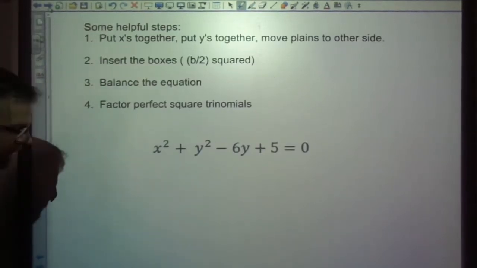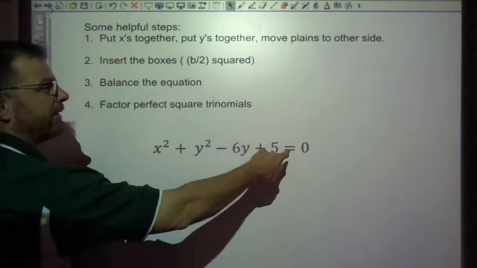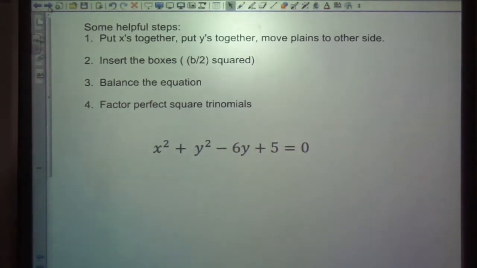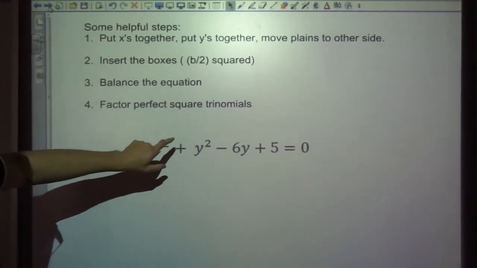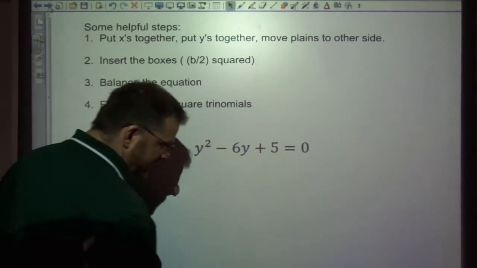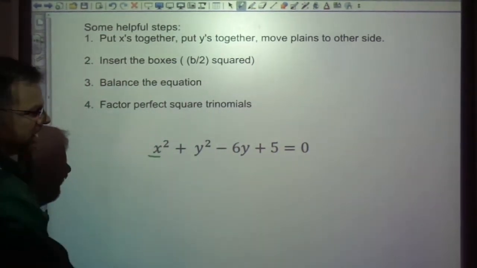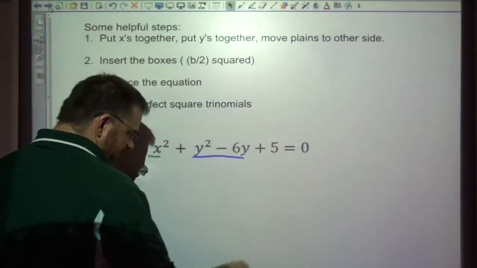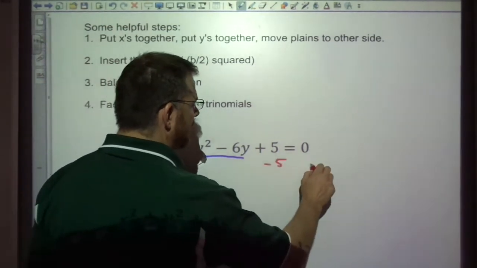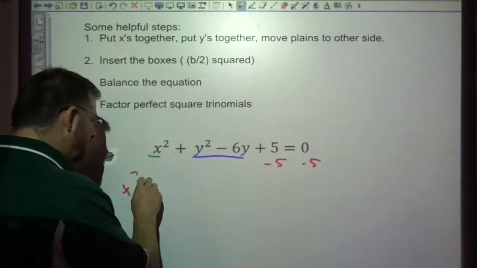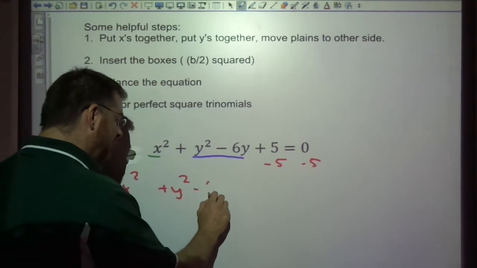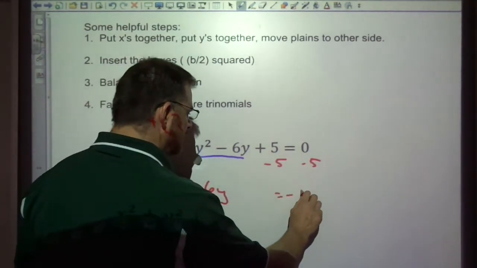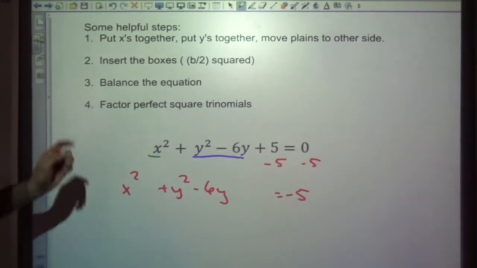Now, here's where that comes into play for us. Something like this with circles. I gave you some steps I'd like you to get down, and we'll just follow these steps together. The first thing I'm going to do with a circle is get the x's together, get the y's together, and move the plain numbers to the other side. You see I only have one x, two different y values, and a plain number. So this number has to go. I'm going to subtract 5 so that I have the x's here, the y's here, and the plain numbers over here. Now is where I'm going to put a box in.